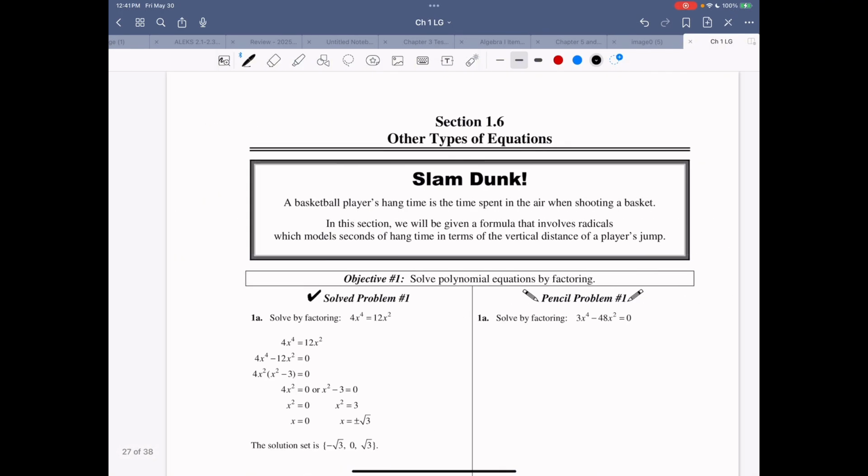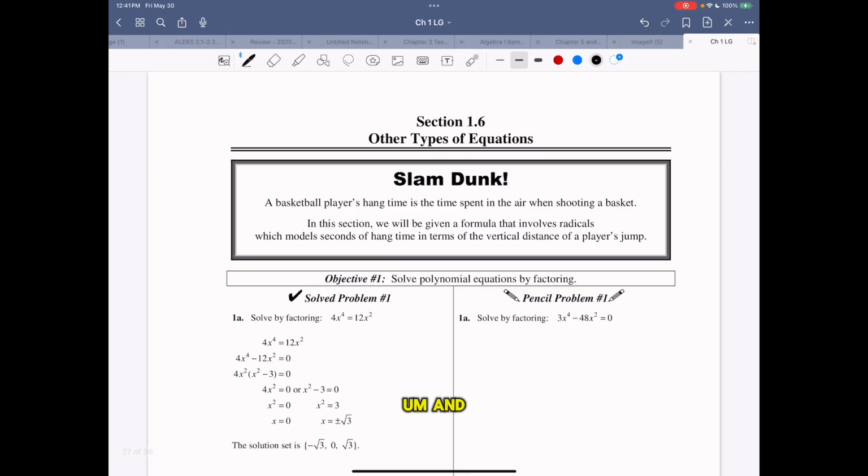And then, I mean, this is polynomial, so you're doing the same thing. You're using factoring to solve. So use the same procedure.